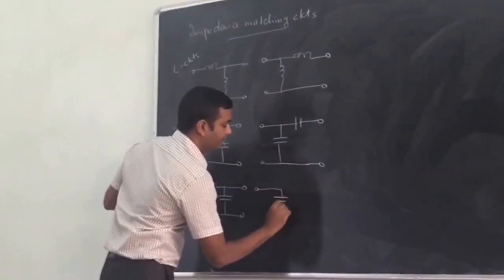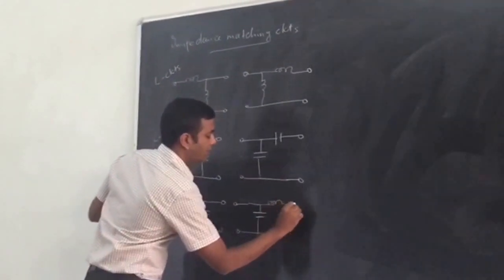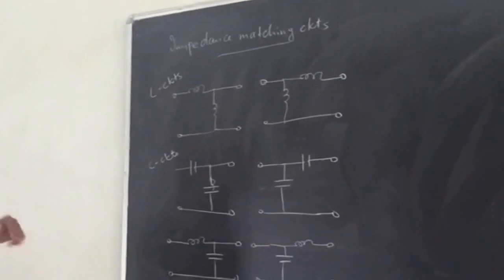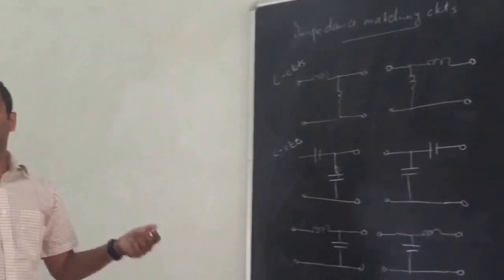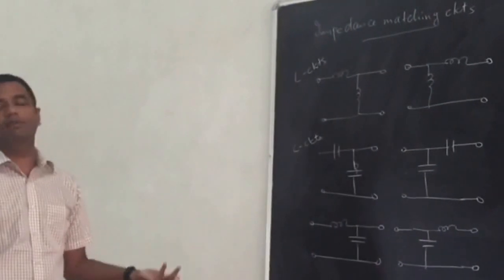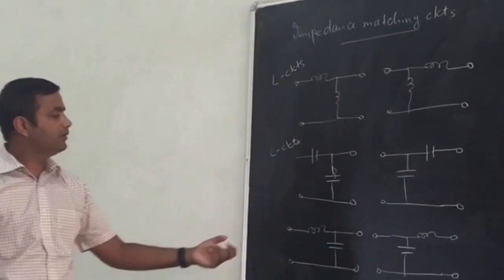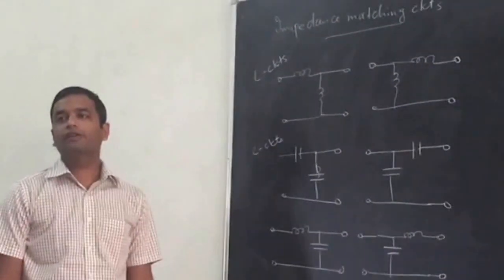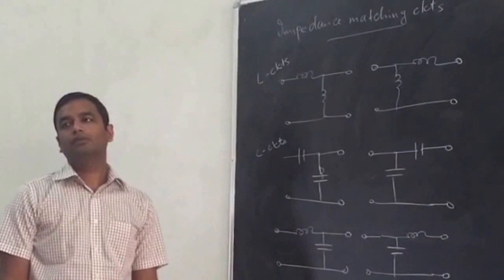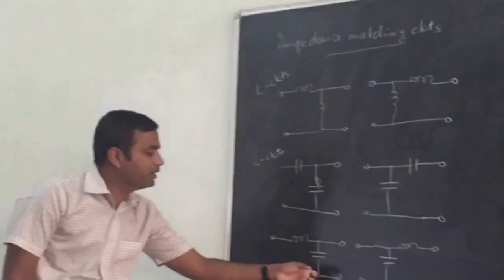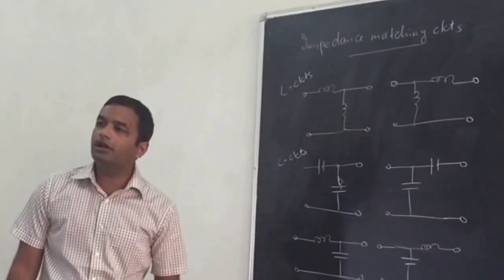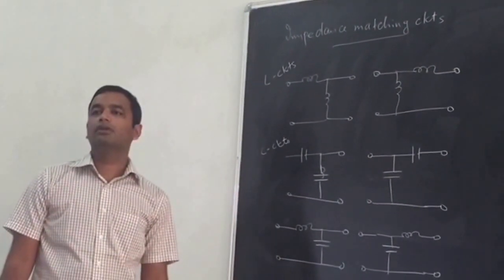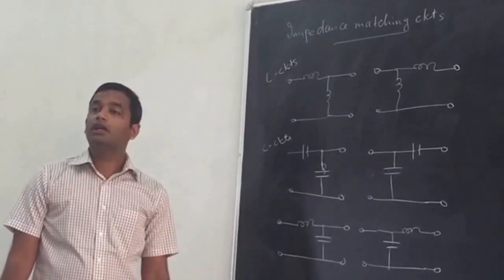What is this gate? LC circuits. My question is, is it a low pass LC circuit or a high pass LC circuit? Low pass. Why do you call this low pass? Whenever you put a capacitor and you ground it, you call it low pass. It grounds the higher frequencies.